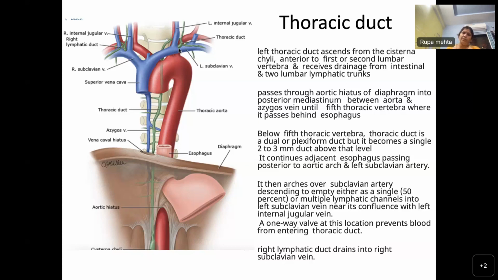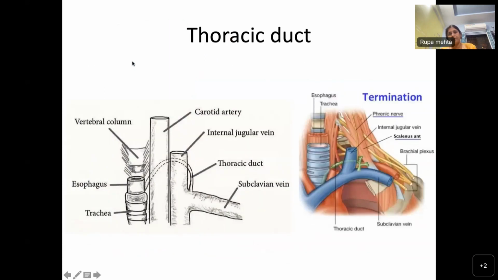And there's a one-way valve which prevents blood from entering the thoracic duct. The right lymphatic duct is also there, which drains into the right subclavian. So this is how, from behind, it comes and hooks around and drains at the confluence of the IJV and the subclavian. So this is the thoracic duct.